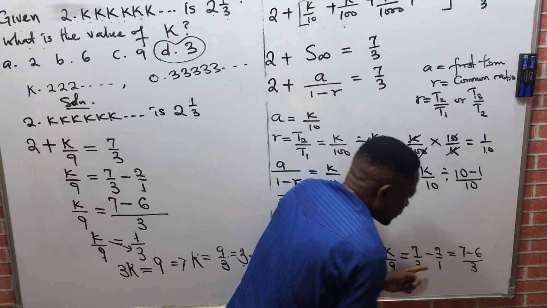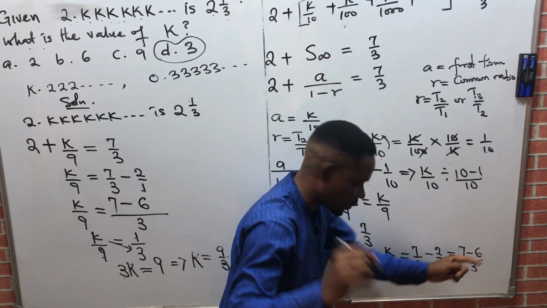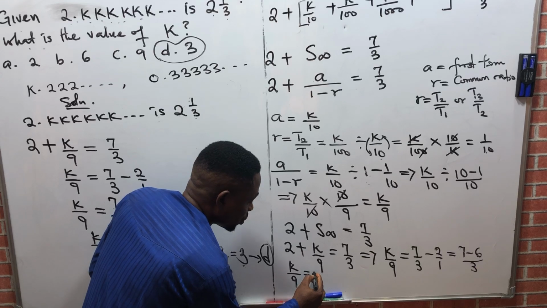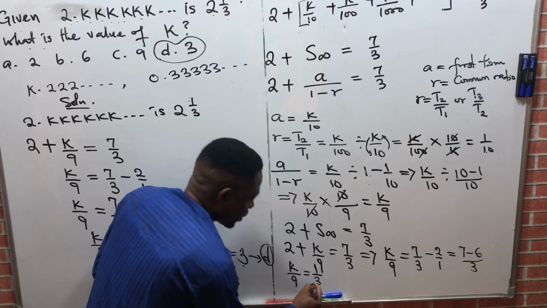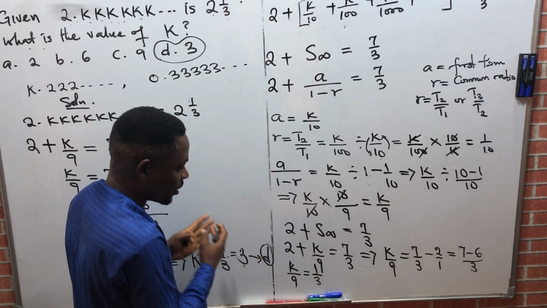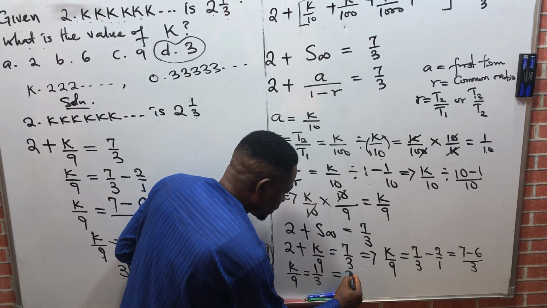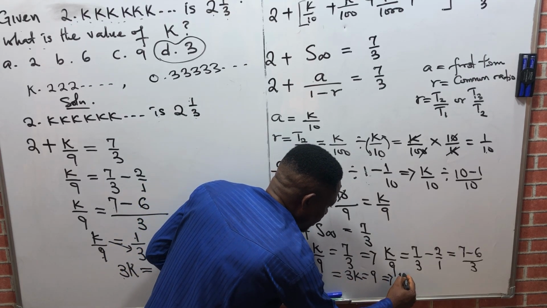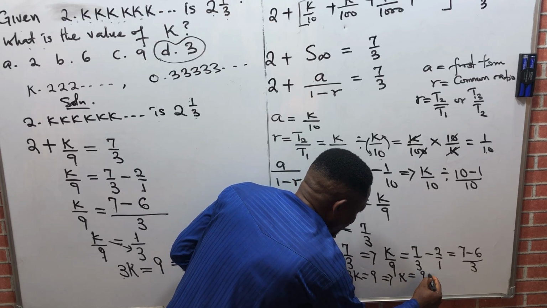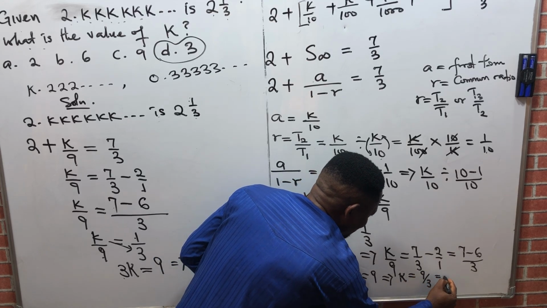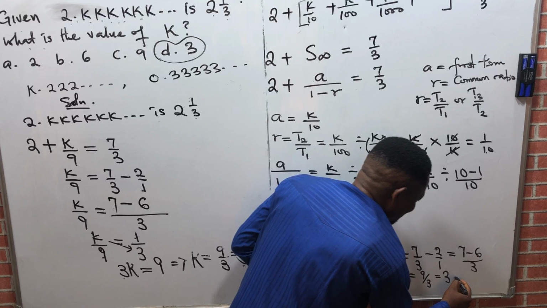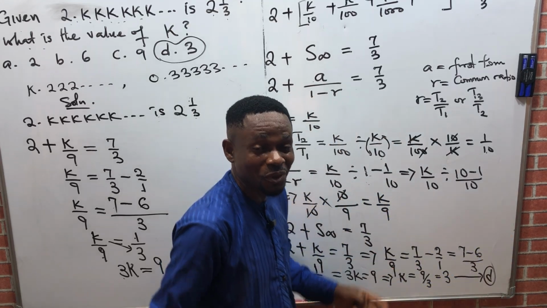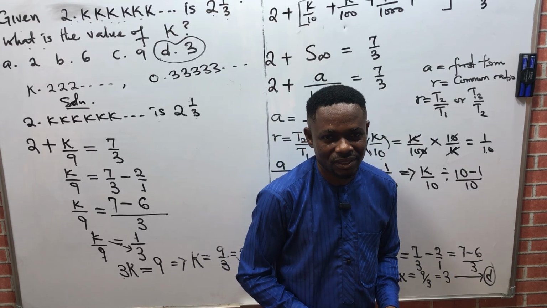When you take the LCM, 7 minus 6 is 1. So I'll be having K all over 9 equal to 1 all over 3. Cross multiply, just exactly what I did before. It will now give me 3K equal to 9. Now this implies that the value of K should be 9 all over 3. And 9 over 3 is 3. So we are still getting the same answer, which is option D. That is what we call the normal method. Are you guys with me?